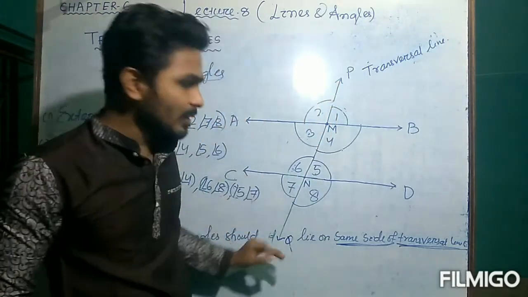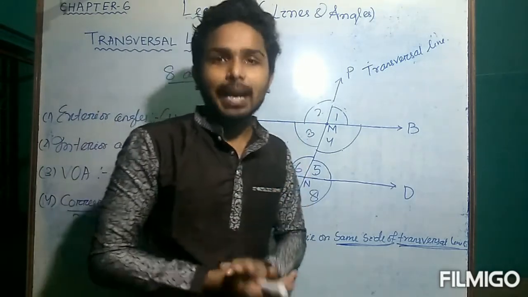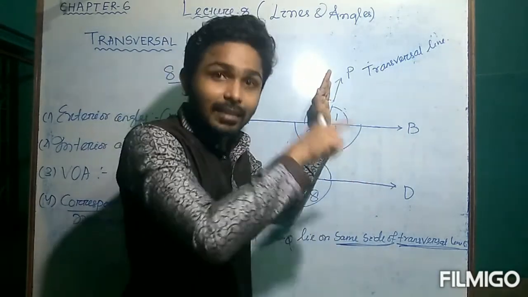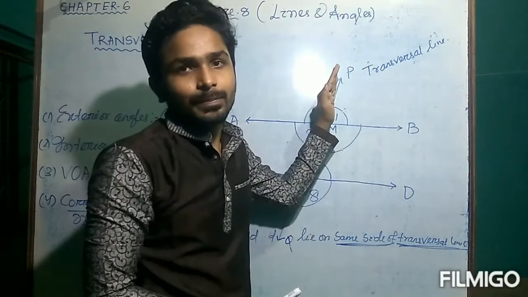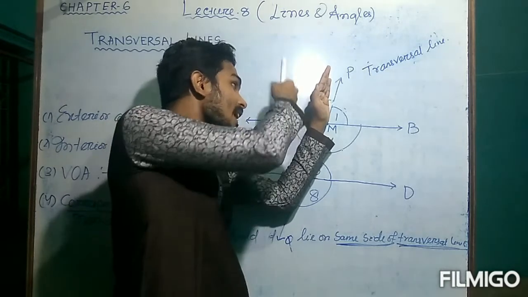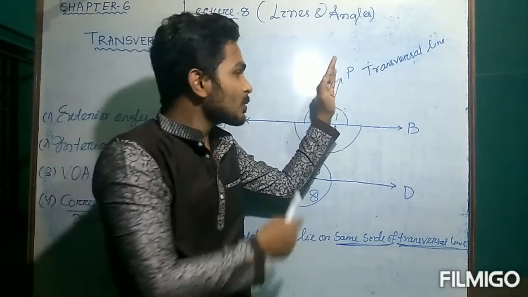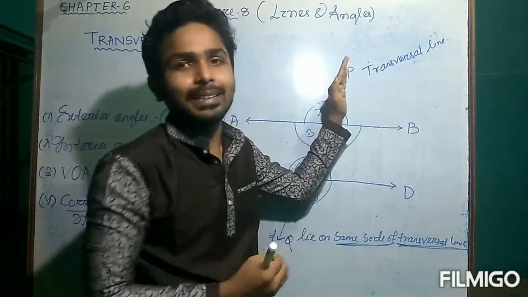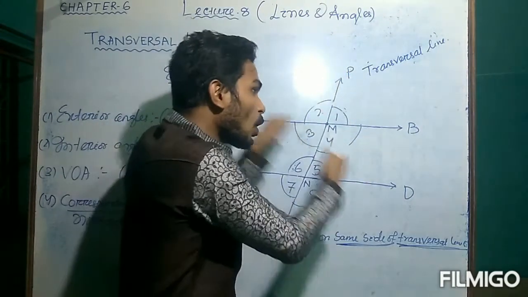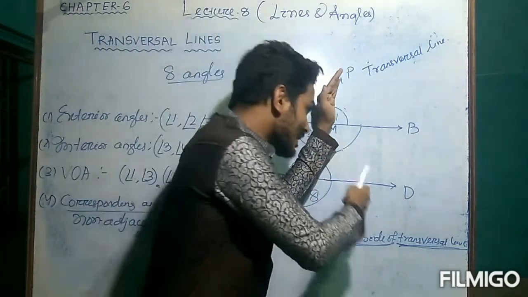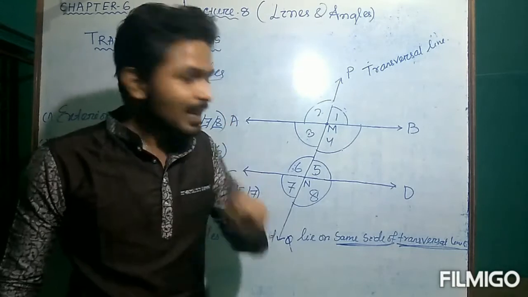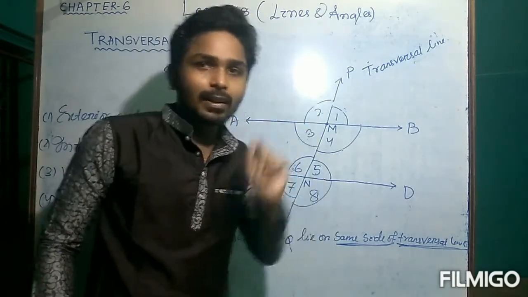According to the definition, the two angles should lie on the same side. Suppose one angle lies in this direction, then the other angle must also lie in the same direction. If one angle lies on this side, the other must lie on this side. They should not be in opposite directions. Clear? This is the first condition.